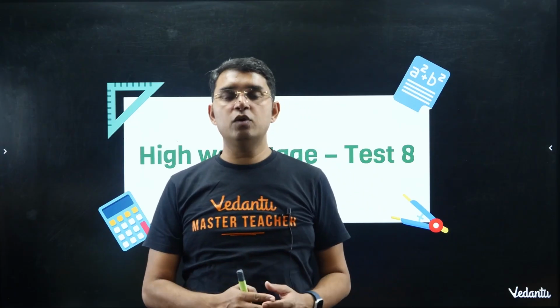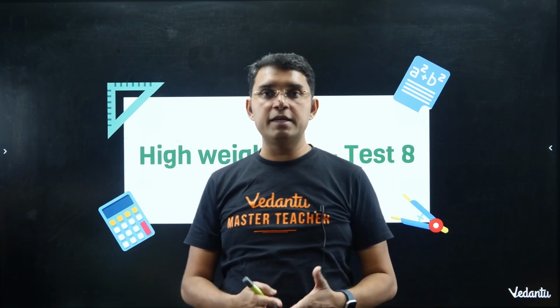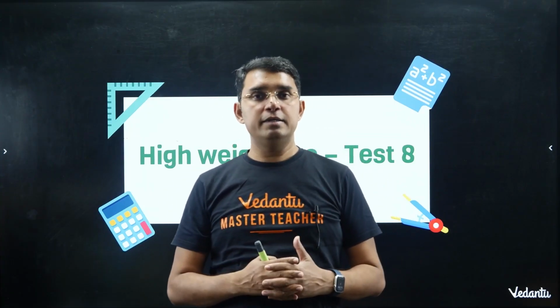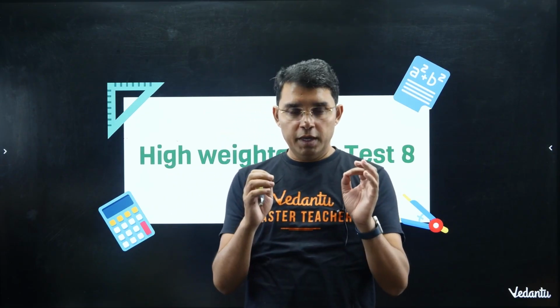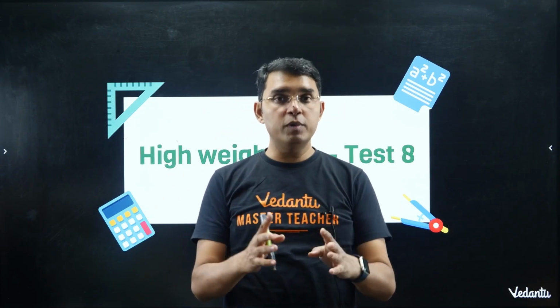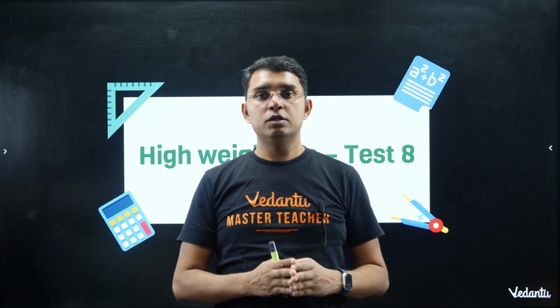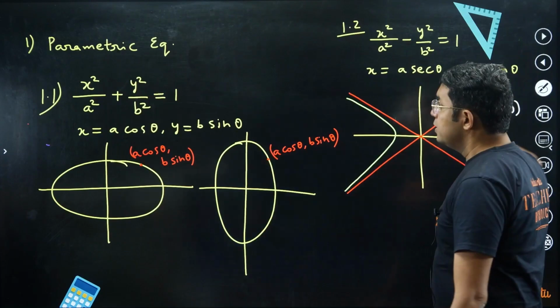I am discussing the high-weightage Test 8 most incorrect questions in this session. This test was based on ellipse and hyperbola, standard properties like eccentricity, latus rectum, etc. Before we start discussing these questions, I would like to give you a few important ideas, formulas and results that you must know before you start solving this assignment. So these are a few of the results.